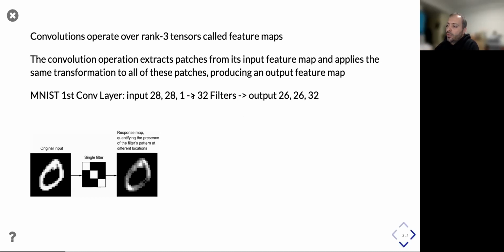Now we will explain why we don't have 28 and we have 26 in the next slides. I just want you to understand why we have 32, because we have 32 of these small 3 by 3 activation filters.